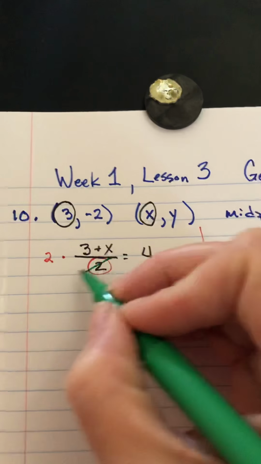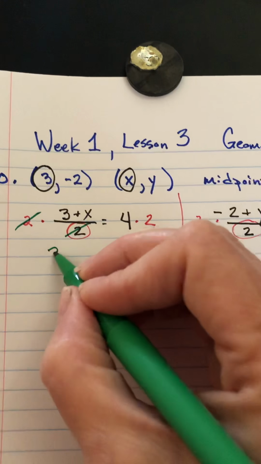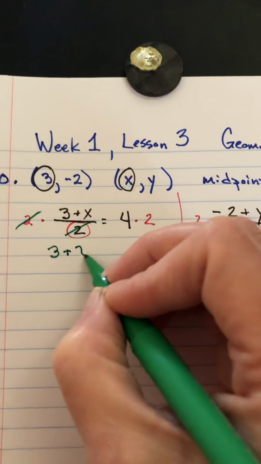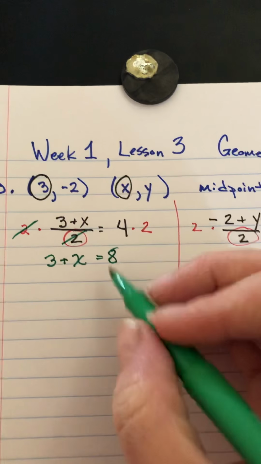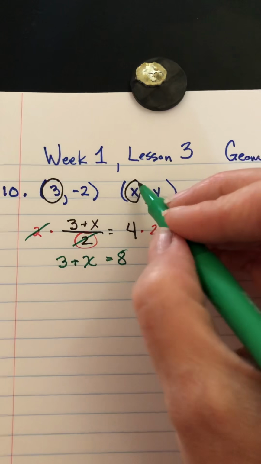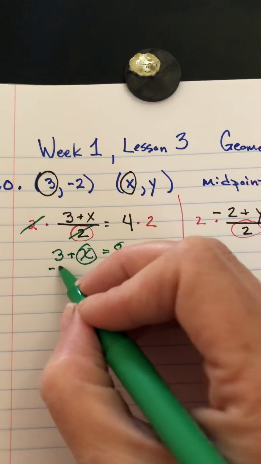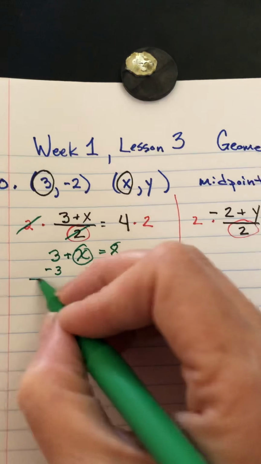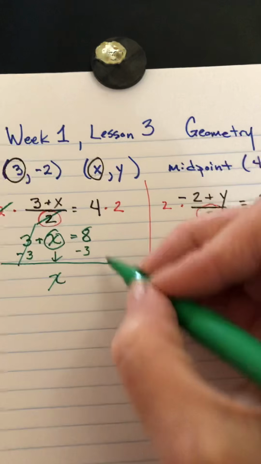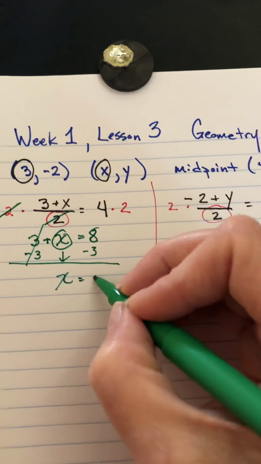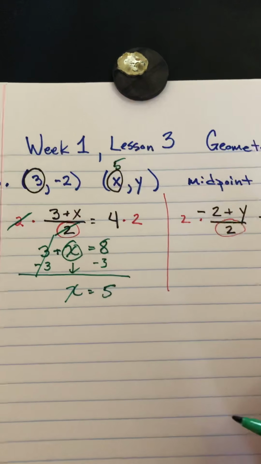So 2 over 2 cancels out. Now I have a much easier problem to work. I have 3 plus x equals 4 times 2, which is 8. I'm about to find what my x coordinate is. I need to get that x by itself, so I'm going to subtract 3. X drops down. 3 minus 3 is 0. 8 minus 3 is 5. Yay, there's what my x was.